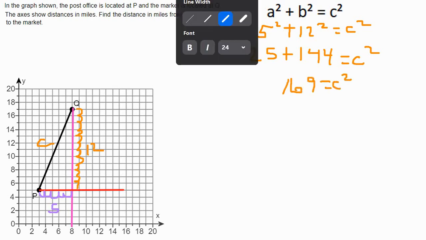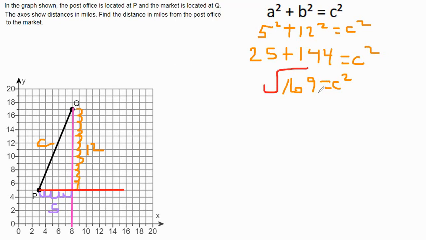And the opposite of squaring a number is the square root. So we take the square root of both sides. And we're going to get 13 equals c. That is our distance. Take a moment to pause it, because we're going to go on to the next question.